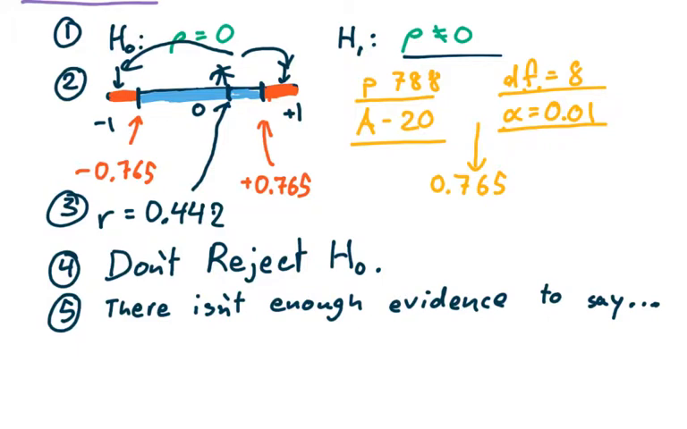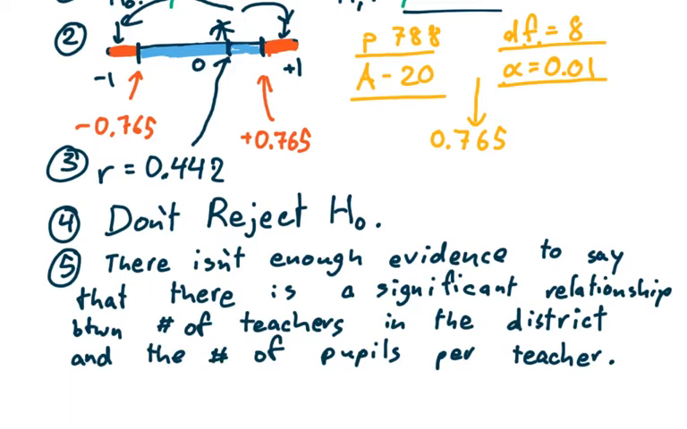Don't say that we accept the null hypothesis, though. We just didn't find evidence that proves the alternative, but that doesn't prove the null hypothesis. Can't. So we say there is not enough evidence to say that there is a significant relationship between the number of teachers in the district and the number of pupils per teacher. So that was what originally 10-3 and then secondarily 10-6 was talking about.